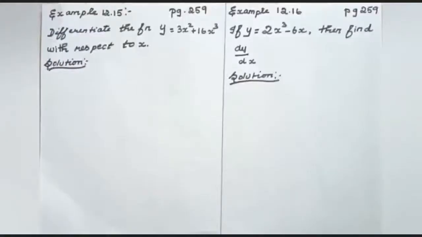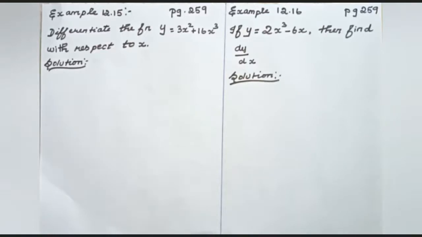Hello students, in this video I am here to establish example 12.15 and example 12.16, both given on page 259. Proceeding with example 12.15 given in the left hand part. Differentiate the function y equal to 3x square plus 16x cube with respect to x.